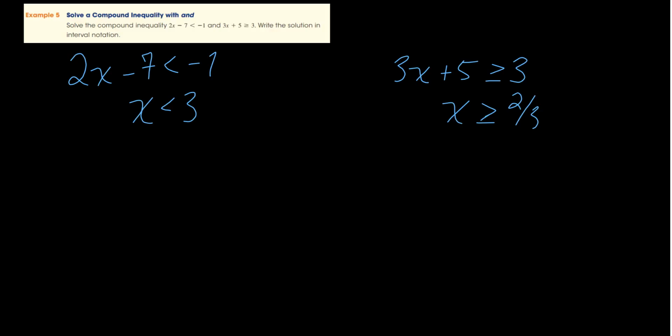Now, to write the solution set, this particular problem has an and. So I'm not going to write the union symbol in between. That's not a hard and fast rule, and we'll see why in a moment, but I won't be using the union. So let's put this on a number line, because I feel like it will be a lot easier to see. Now, there will be many among you that can probably just do this in your head, and that's fine.